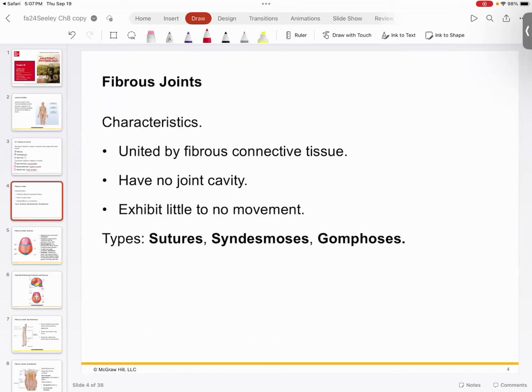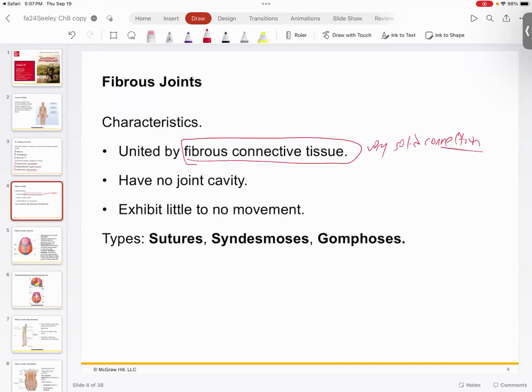Starting first of all with the fibrous joints. The fibrous joints are so called, as you might have guessed, because they're united or sealed together with fibrous connective tissue, where we talked a little bit about loose connective tissue, fibrous connective tissue. They don't have a cavity. So there's no cavity or space. It's basically a solid piece. And so it's a pretty solid connection. You're not going for movement on this one.